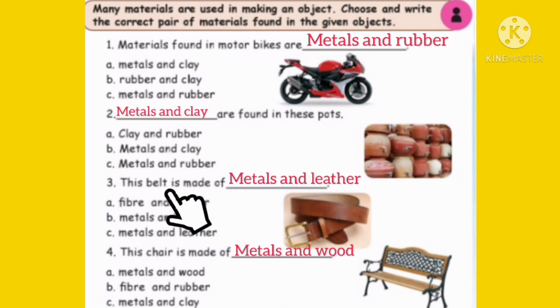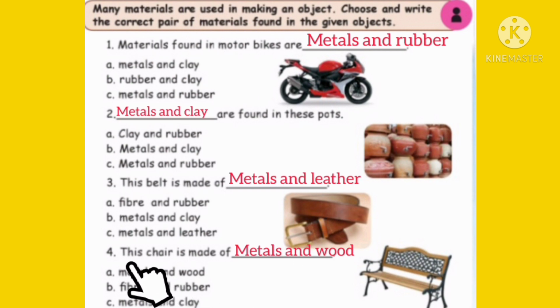Next one, this belt is made of dash. See this belt. What are the materials found in this belt? Fiber and rubber. Is this correct? No. Metals and clay. Is this correct? No. Next one, metals and leather. Is this correct, children? Yes, very good. This is the correct answer. Metals and leather is the correct answer.